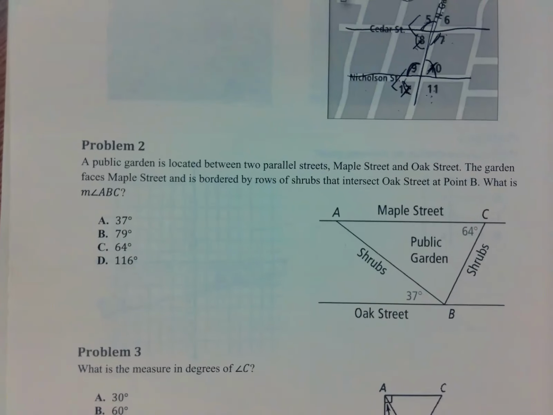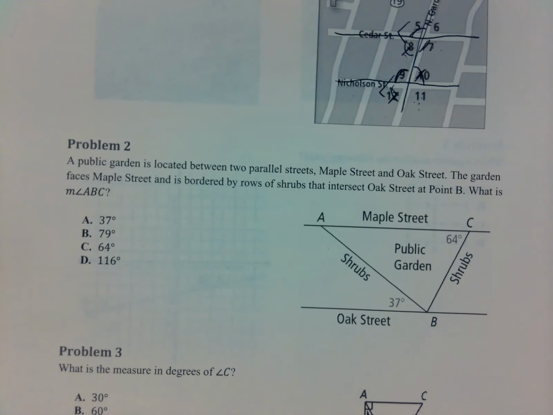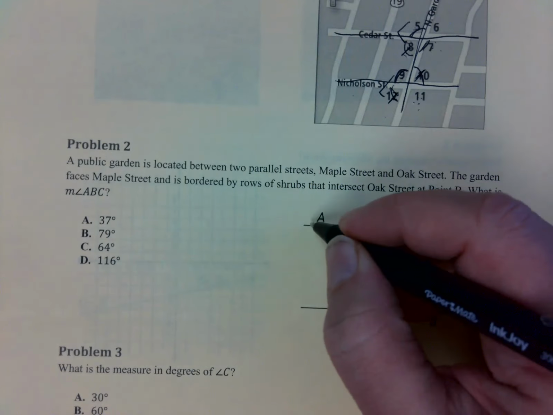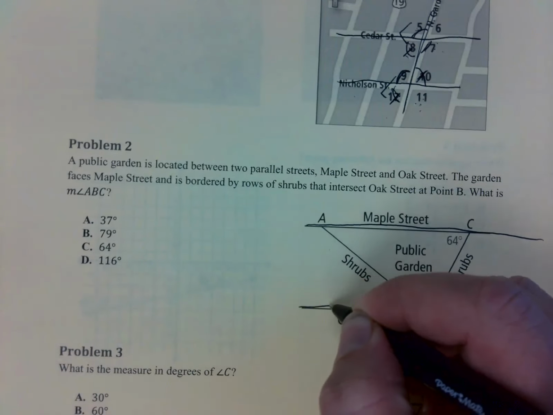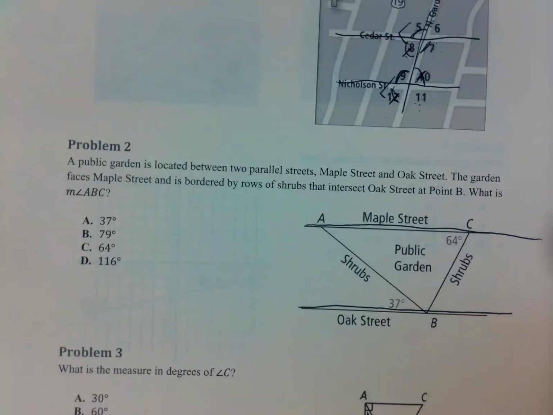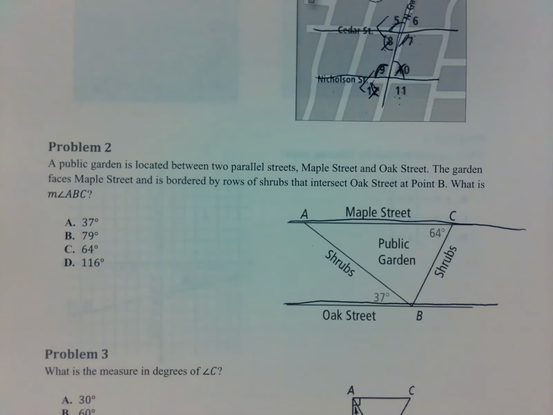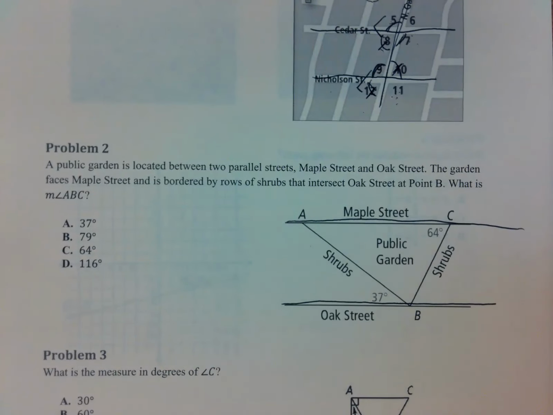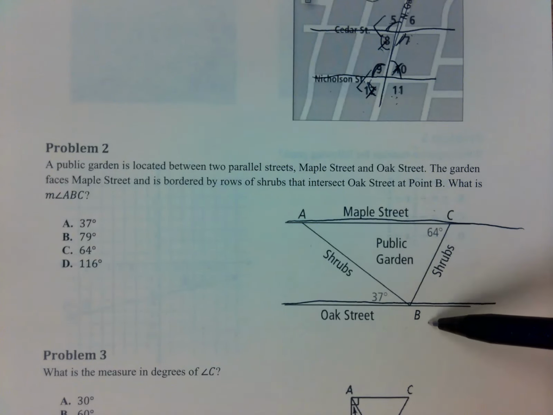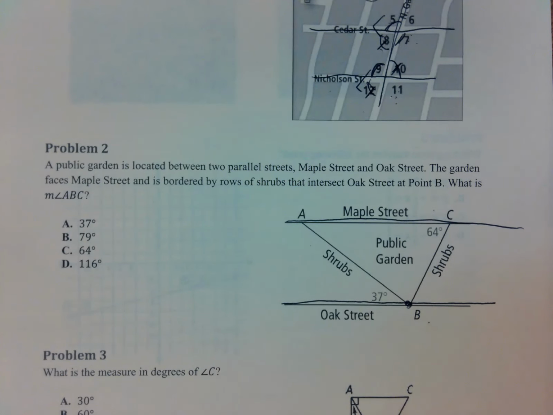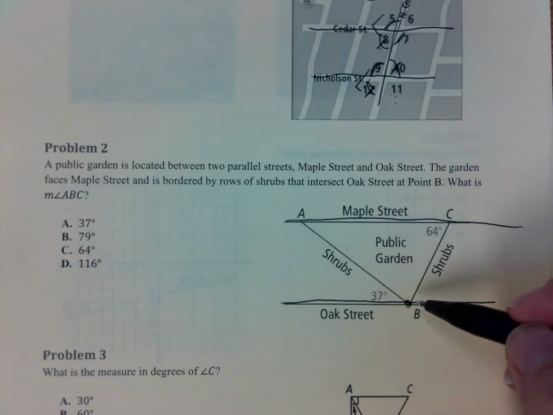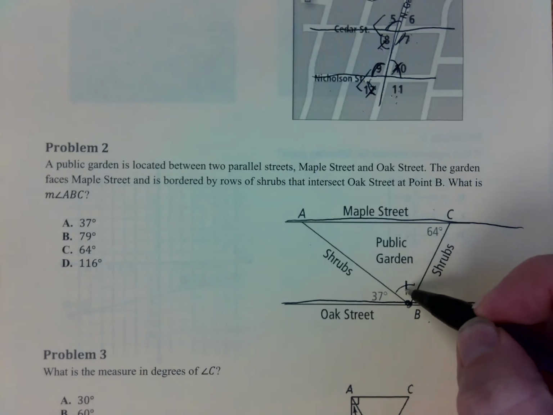Problem 2. A public garden is located between the two parallel streets. So here is a parallel street, and here's my other parallel street. Now, when you take the final, you can always draw on your actual test. It will help you if you emphasize what you're working with. And Oak Street, Maple and Oak Street. The garden faces Maple Street and is bordered by a row of shrubs that intersect Oak Street at point B. So point B. What is the angle of A, B, C? It's asking for this angle right here.